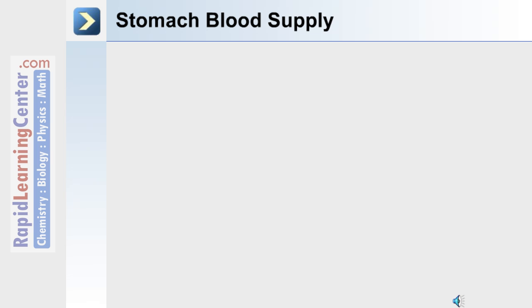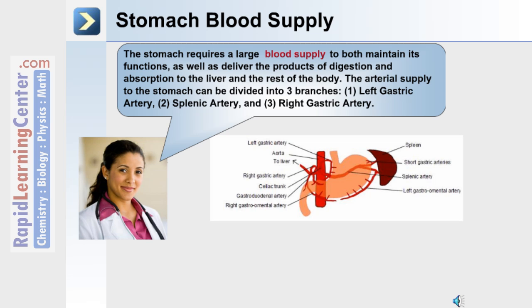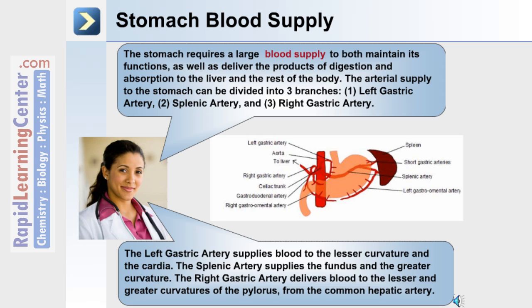The various processes of the digestive system require a tremendous blood supply, both to maintain its action and to deliver the products of digestion. The arterial supply to the stomach can be divided into three branches: the left gastric artery, the splenic artery, and the right gastric artery. The left gastric artery supplies blood to the lesser curvature and the cardia region of the stomach. The splenic artery supplies the fundus and the greater curvature. The right gastric artery delivers blood to the lesser and greater curvatures of the pylorus from the common hepatic artery.